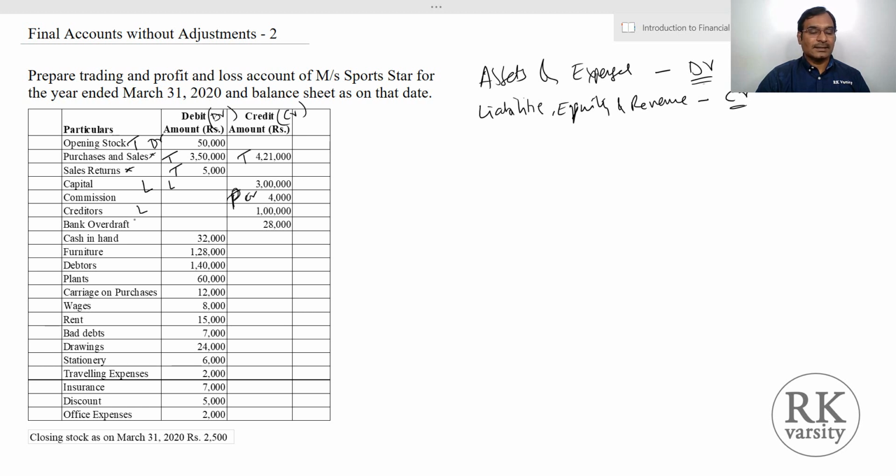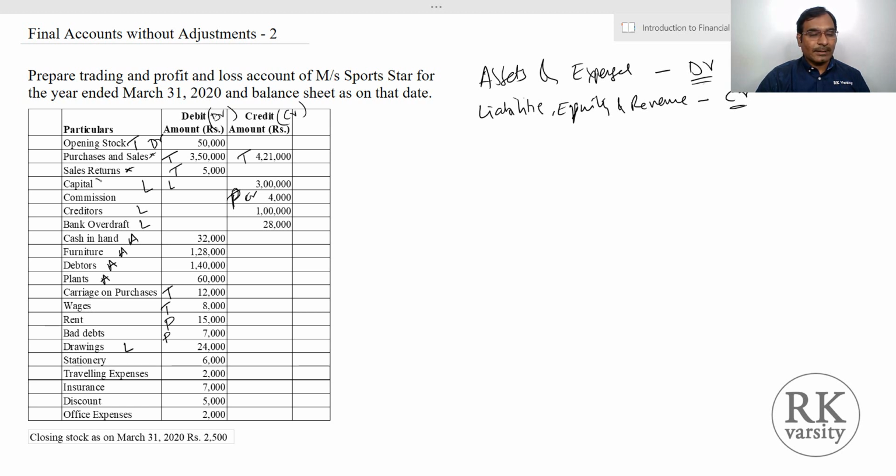Creditors is a liability, bank overdraft is a liability, cash in hand is an asset, furniture is an asset, debtors is an asset, plant is an asset. Carriage on purchases is a direct expense shown in the trading account, wages is a direct expense shown in the trading account, rent is an indirect expense, so shown in the profit and loss account, bad debts is a loss, so shown in the profit and loss account. Drawings need to be adjusted with the capital, so this is shown on the liability side of the balance sheet, making adjustment with the capital.